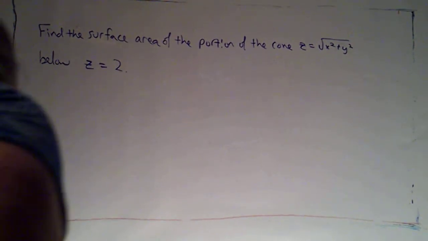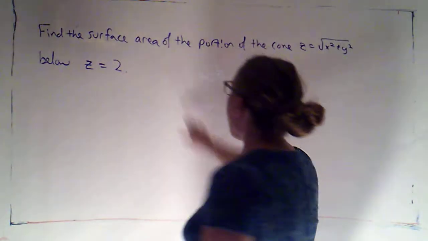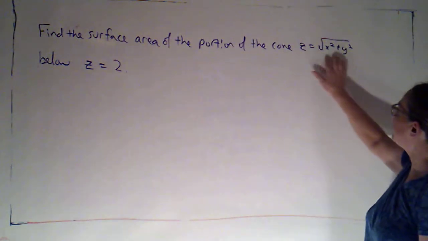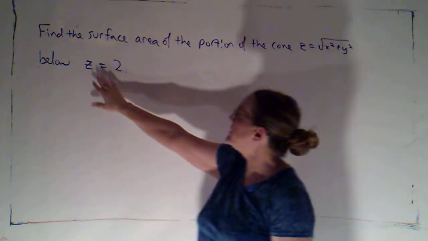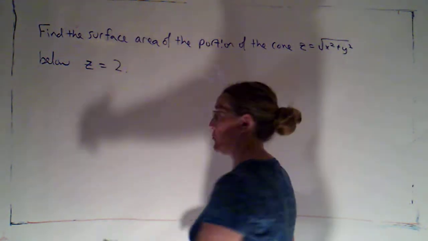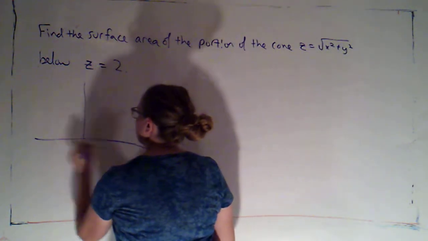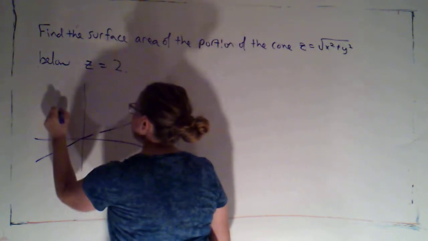Okay, I've got a problem up here for us to try. I want to find the surface area of the portion of this cone, z equals the square root of x squared plus y squared, below the plane z equals 2. Okay. So, I've got a sense of what that looks like.